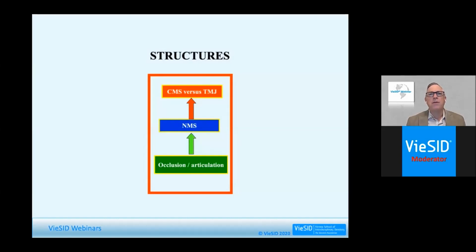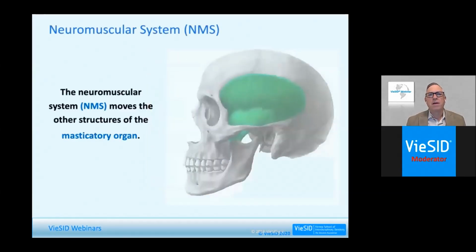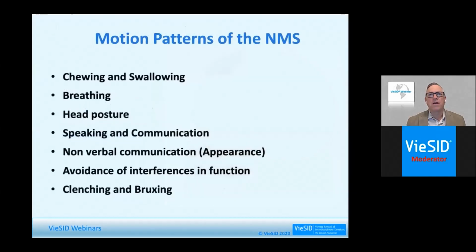From basic tooth movements now, we'll move on to define the neuromuscular system, the NMS. The neuromuscular system includes muscles and their innervations, and the function of the NMS is to move the other structures of the masticatory organ. The neuromuscular system controls chewing and swallowing, breathing, head posture, speaking and communication, nonverbal communication, which of course is our appearance, the avoidance of interferences in function, clenching, and bruxing.